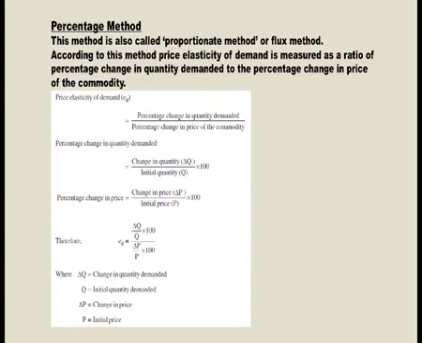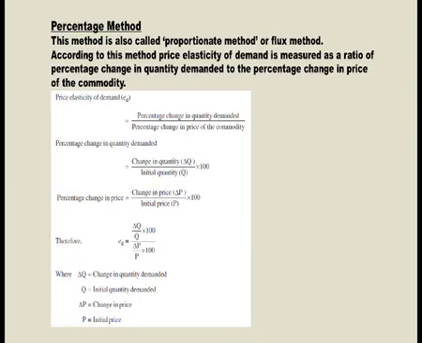According to percentage method, price elasticity of demand is measured as a ratio of percentage change in quantity demanded to the percentage change in price of the commodity. We can have the formula here. For the percentage method, price elasticity of demand is measured as the percentage change in quantity demanded divided by percentage change in price of the commodity. Now how to measure this percentage change in quantity demanded? Change in quantity demanded divided by initial quantity demanded into 100. Percentage change in price: change in price divided by initial price into 100.